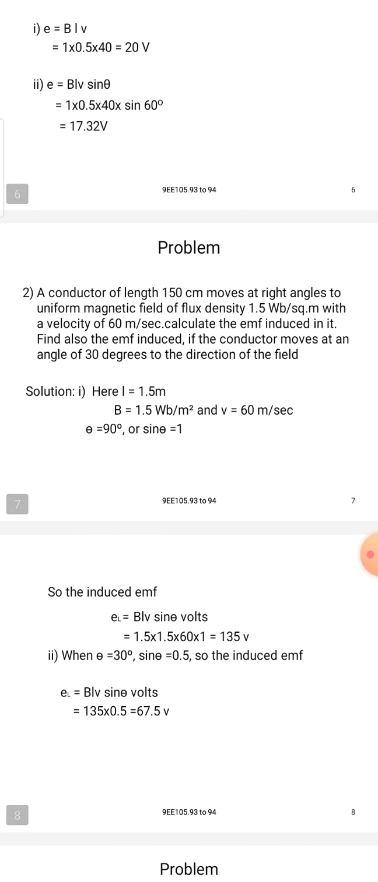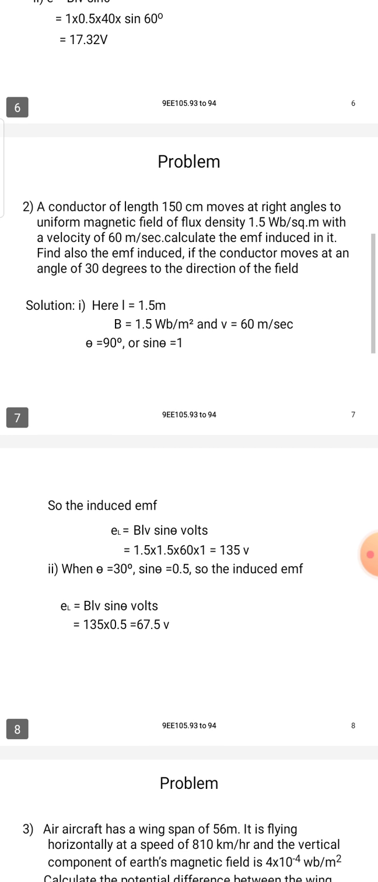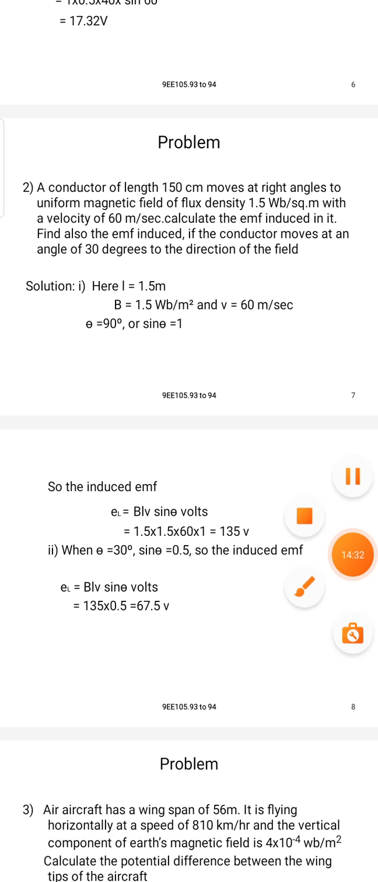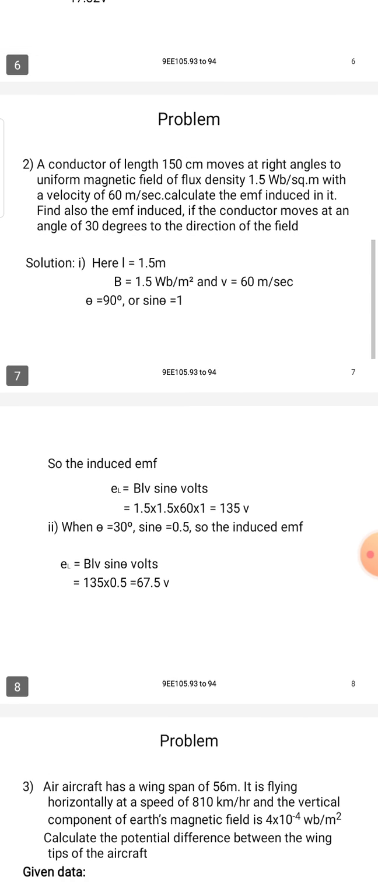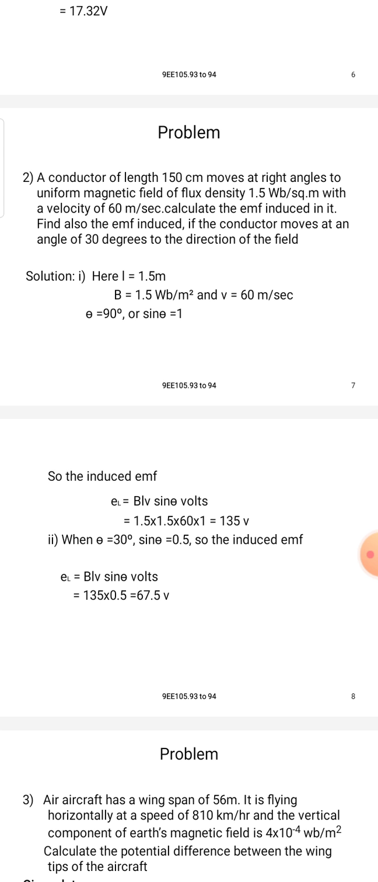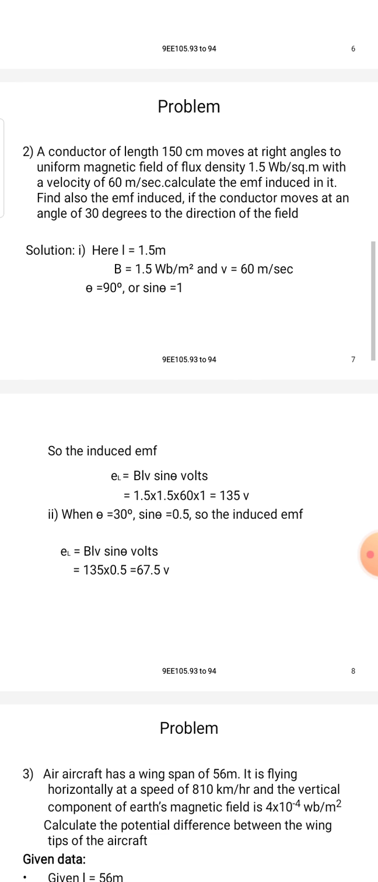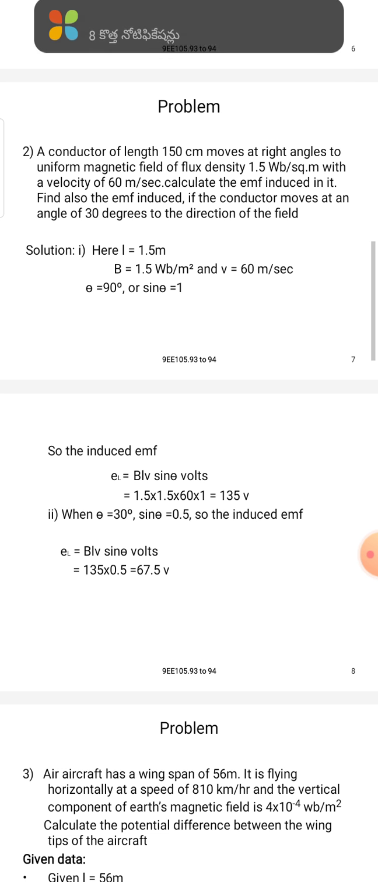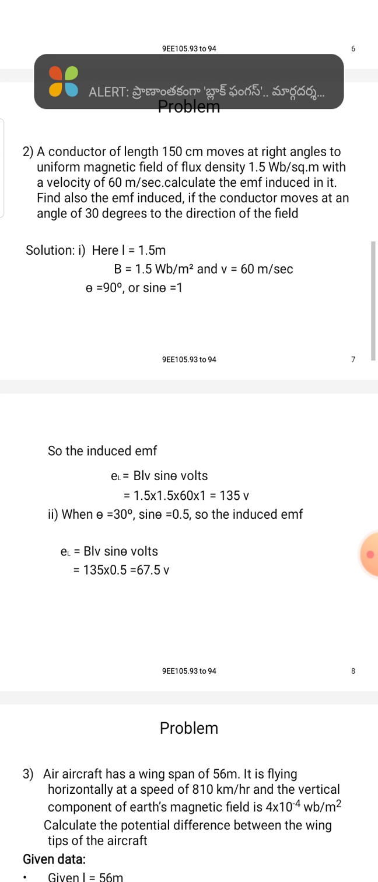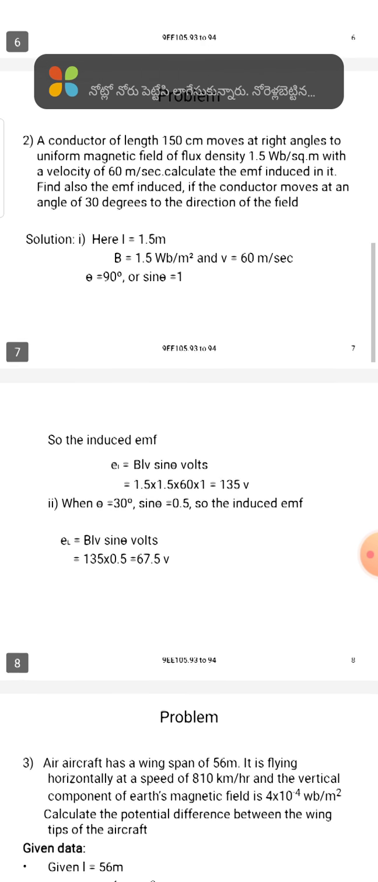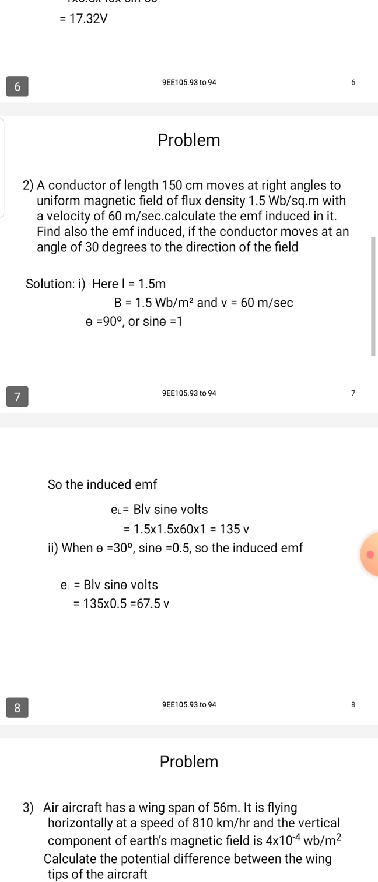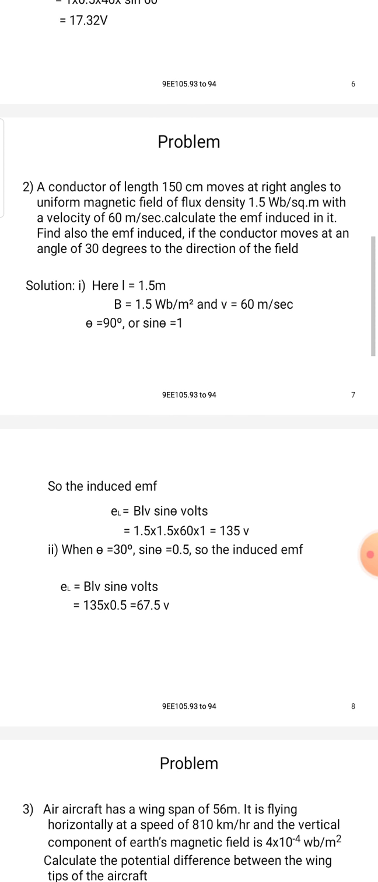This one is also a problem on dynamically induced EMF. The second problem: a conductor of length 150 centimeters. We want the length in meters, but the value is given in centimeters, so convert this length from centimeters to meters.